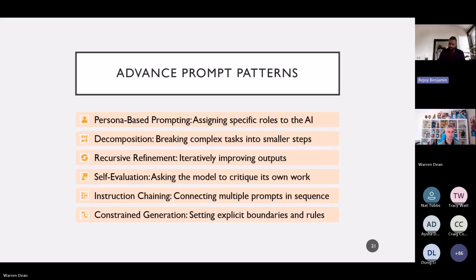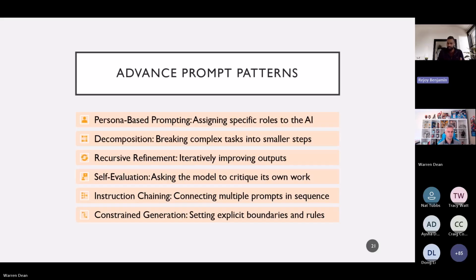Some of the other prompt patterns that we can see: one is persona-based prompting, which is what we were talking about before, assigning specific roles to the AI. And then there's decomposition, breaking complex tasks into smaller steps. That's, again, very important if you're doing something more technical. You can always give it a major task and say, split this into each task, so you can focus on every step of the way before you move on to the next task.